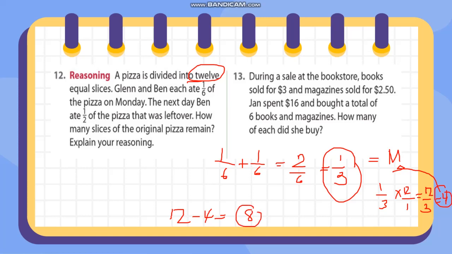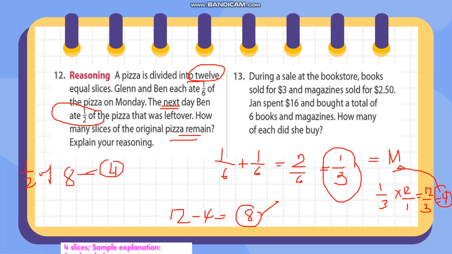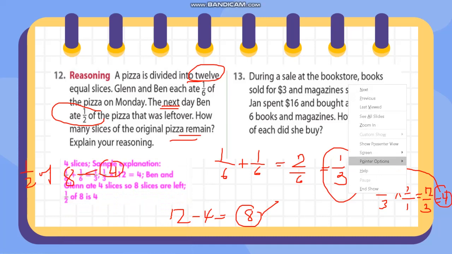Now, the next day, Ben ate 1/2 of the pizza that was left over. So the leftover is 8. What is 1/2 of 8? 1/2 of 8, obviously, is 4. So how many slices of the original pizza remain? The answer is 4 slices.